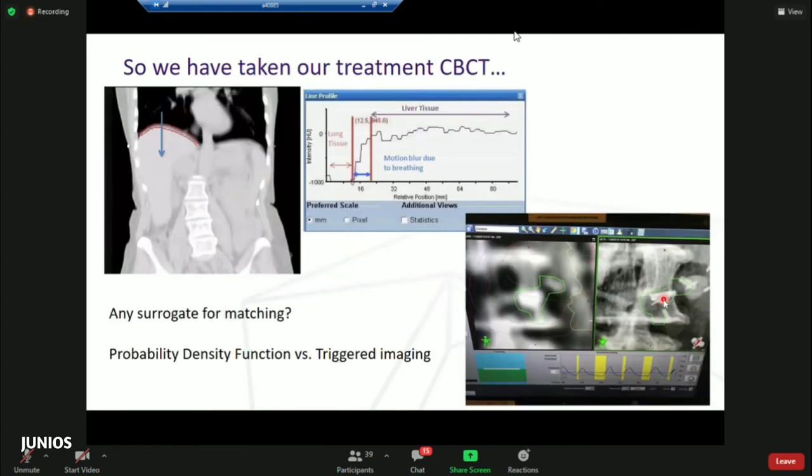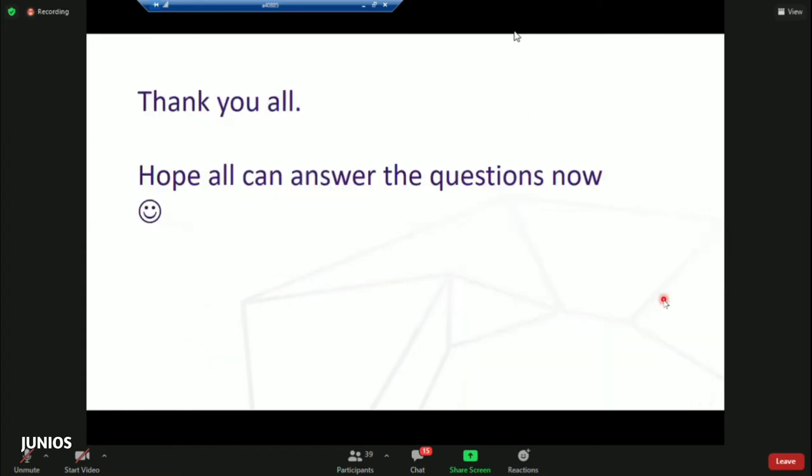So those are the examples. So what value can we add as a physicist to the MDT team for SABR and liver SABR programs? Basically, as a physicist, we can add value throughout the therapy chain from the start, even before simulation, to the IGRT and the treatment. So I'm happy to take any questions.